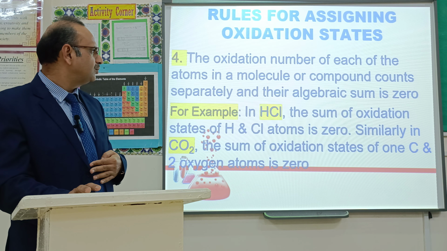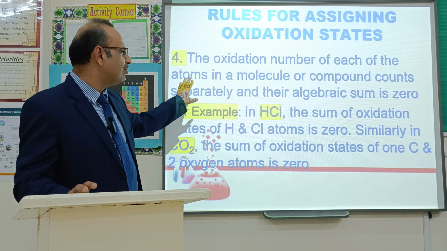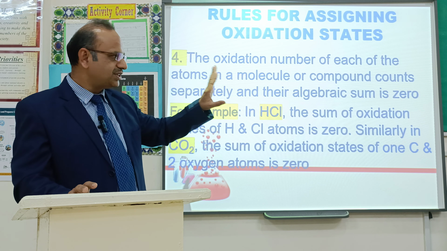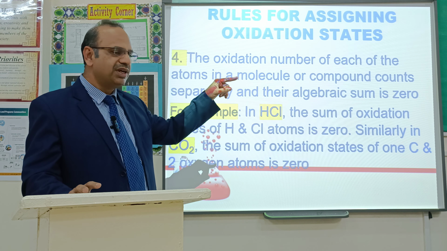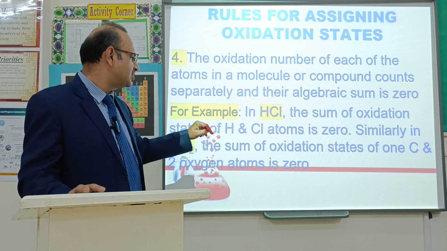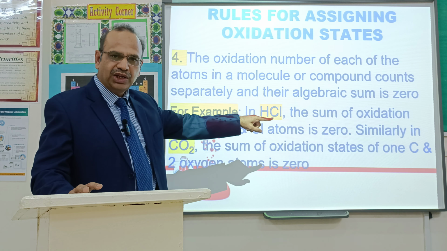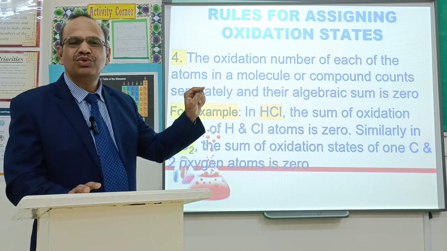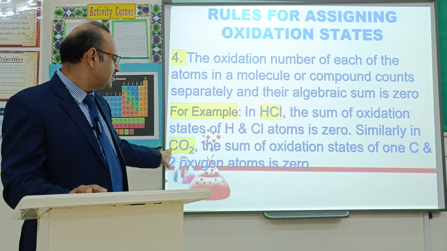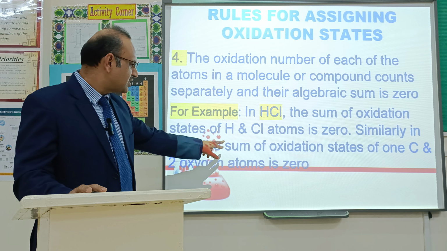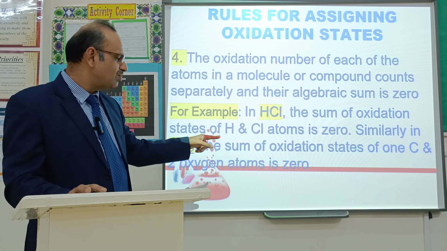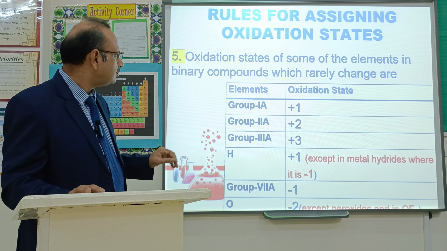Rule number 4, the oxidation number of each atom in a molecule or a compound is counted separately, and their algebraic sum is 0. For example, in HCl, the sum of the oxidation numbers of hydrogen and chlorine must be equal to 0. So plus 1 minus 1, total 0. Same in CO2, the sum of the oxidation numbers of 1 carbon and 2 oxygen should be equal to 0.